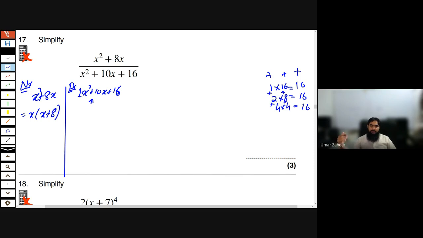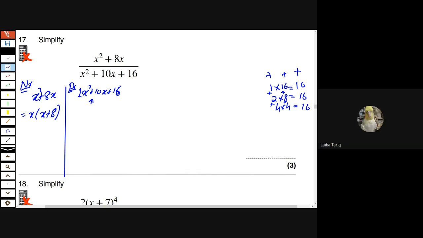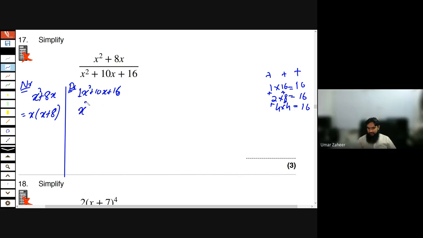After multiplication, obviously we are getting 16. But which are the two numbers that we add to get 10? 2 and 8. So we are going to break the middle term into 2x and 8x, plus 16. So now we have 4 terms.